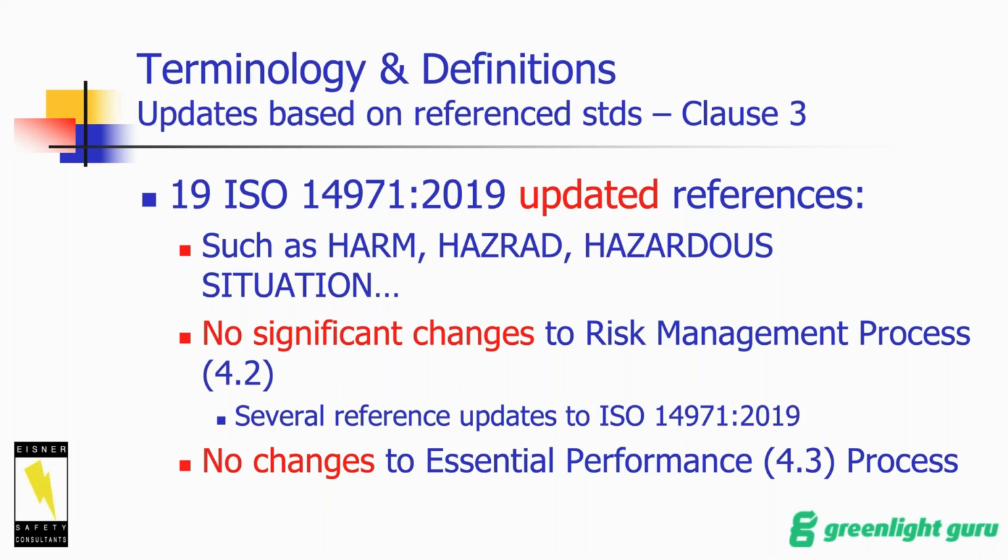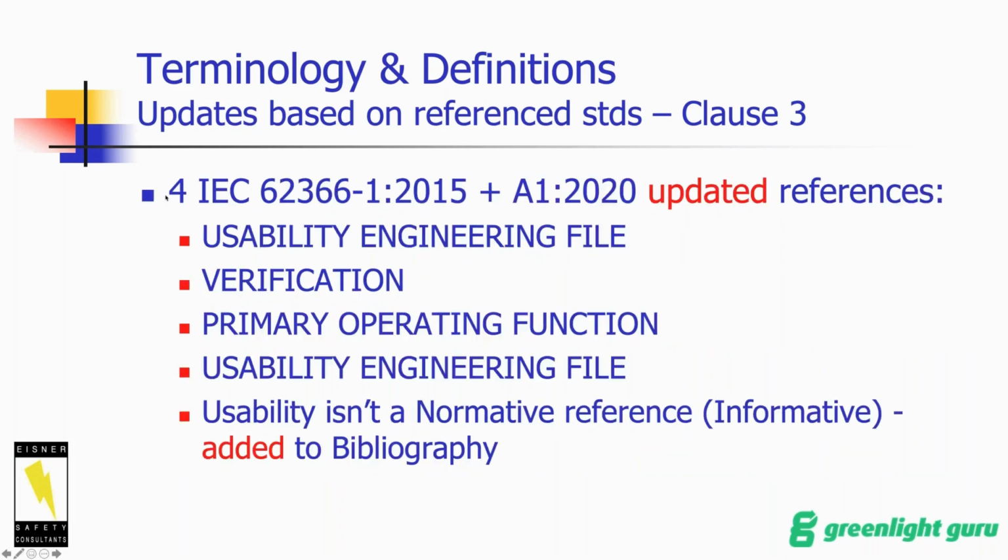So there's no change at all to essential performance. That's an important thing, because many people have already asked me that question. So again, we're in terms and definitions for clause 3. 4 usability definitions have updated the references. So these 4 definitions have updated, but a key thing is usability is not a normative reference. It's always been informative, meaning it's not a requirement.